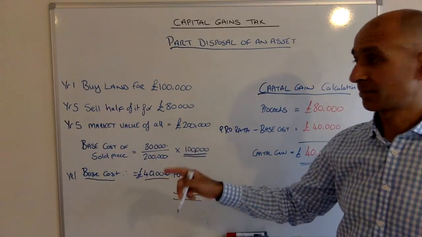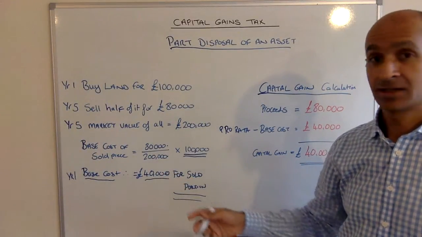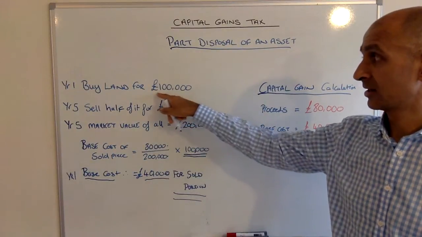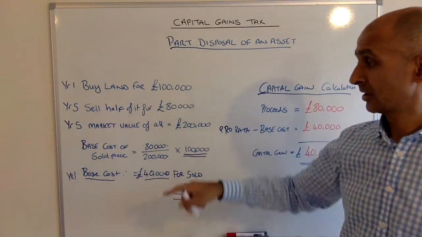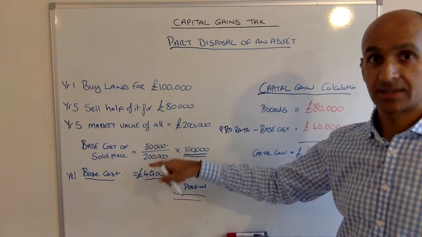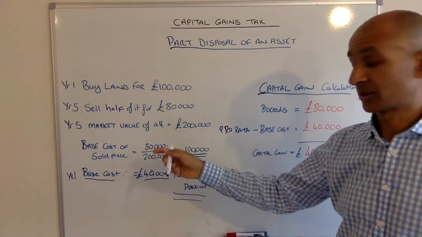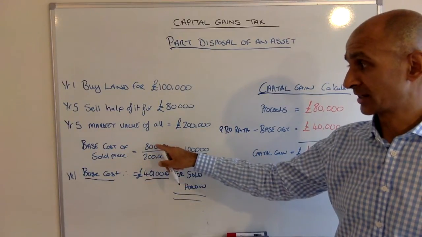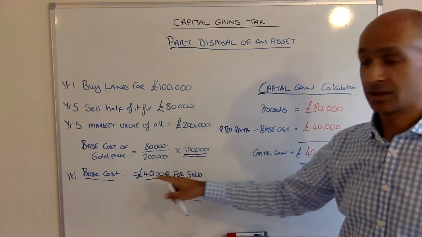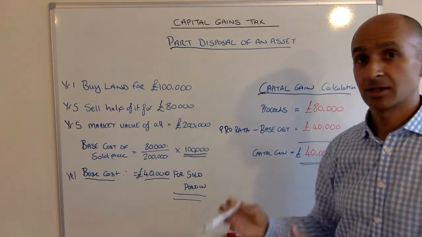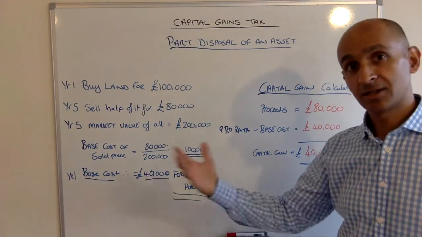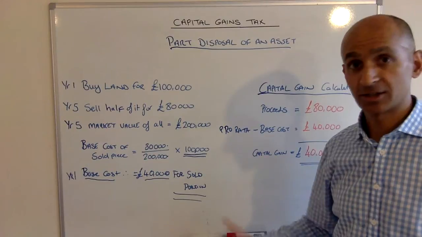That then means that the base cost of the remaining piece, the piece that we're holding, must be 60,000, because the two of them together have to add up to 100. So if you like, if you put 120 over 200, that's the value of the piece that we're retaining, so 120 over 200 times 100. That would be the £60,000 base cost. And if he ever goes to sell the rest, he will use 60,000 as a base for the other half of the land should he wish to sell it.